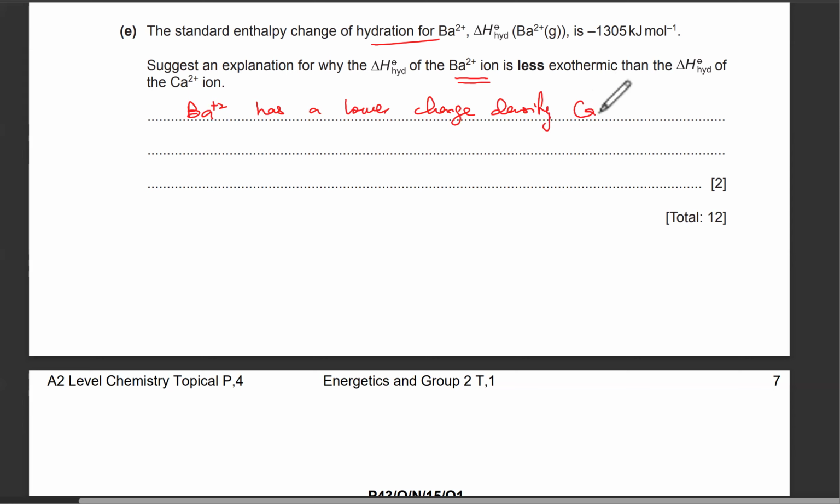Why does it have a lower charge density compared to calcium ion? Because it's a bigger ion. It has a much larger ionic radius. And because of that, that would lead to hence less attraction for water molecules.